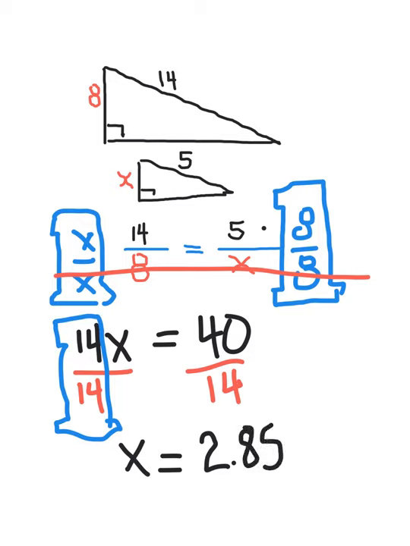2.85. Now, in the sheet that you're going to do on your own, it says to round to the nearest tenth. So this would, I guess we'll do squiggly lines, right? Approximately 2.9 is our answer. So that's how you do that. Okay.